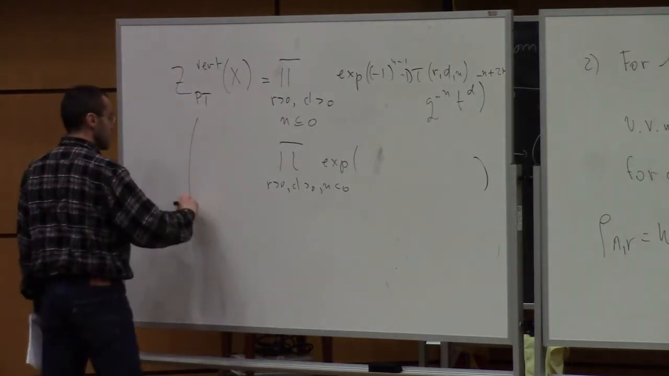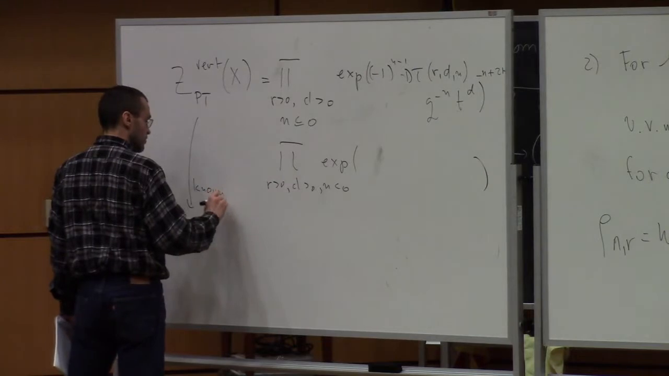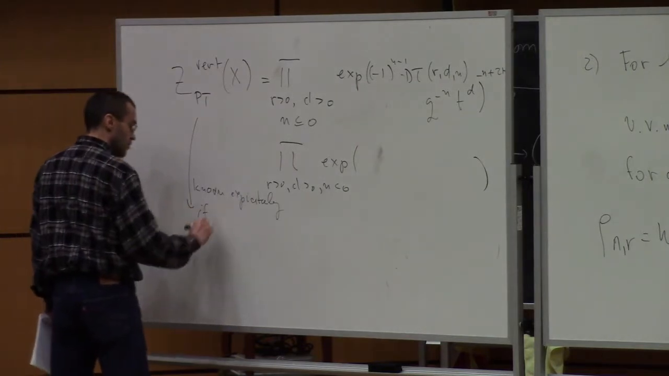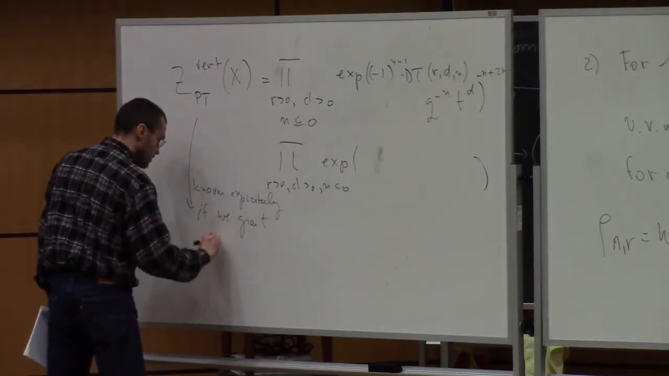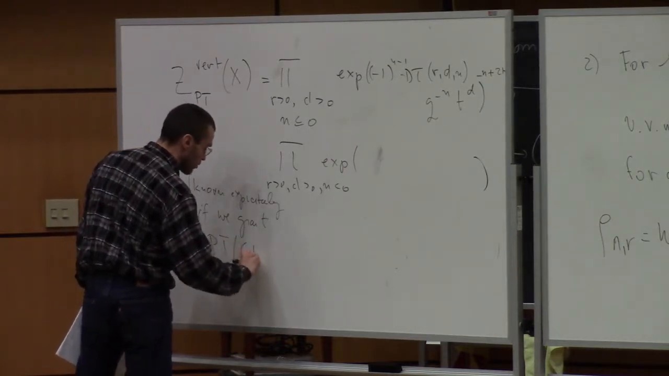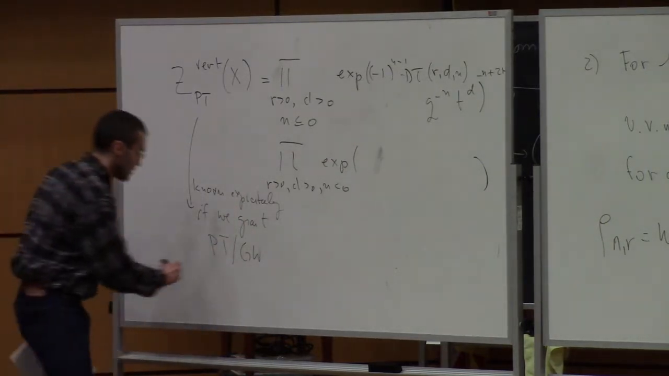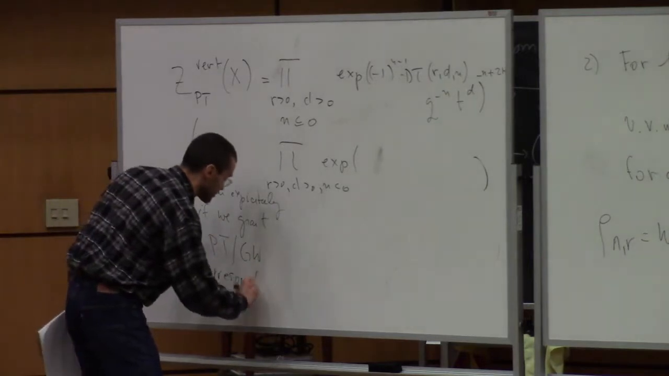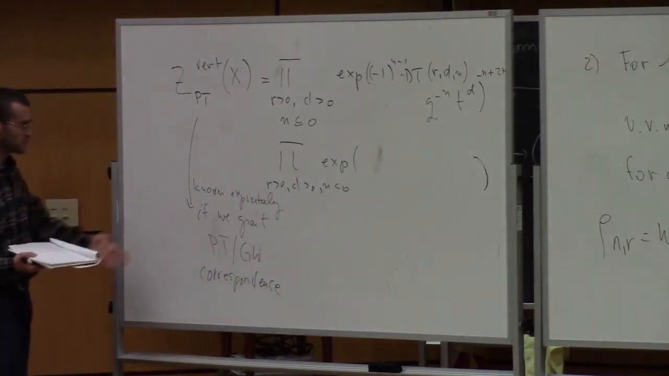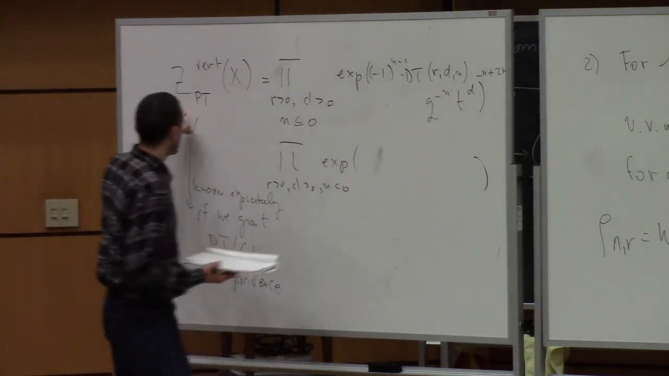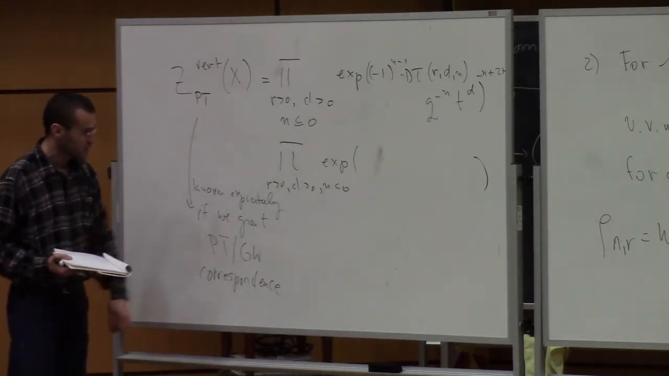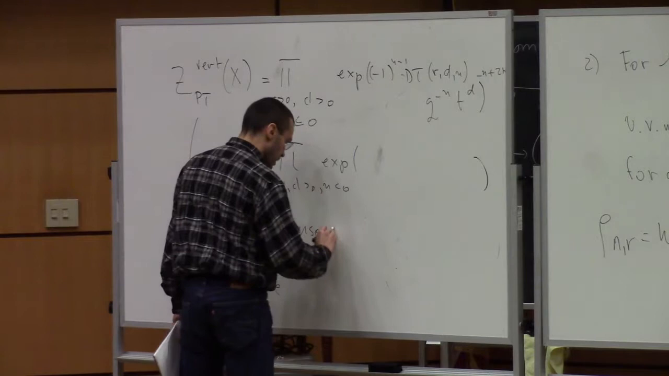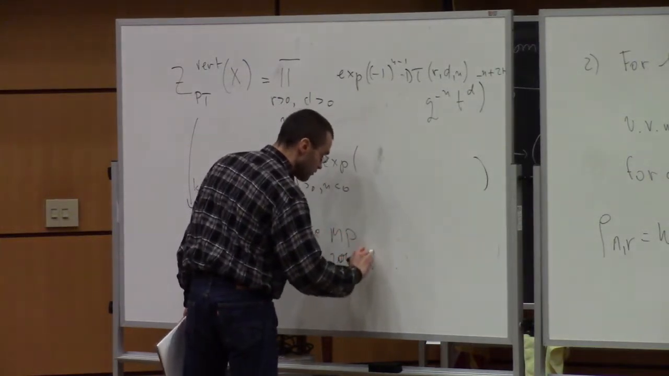And this is known explicitly if we grant the PT/GW correspondence, the correspondence between stable pair invariants and Gromov-Witten invariants. That's where we have to make some assumptions. If we grant this, which is something that nobody in the field doubts, but it hasn't been proven in general, then we can use the explicit results of Maulik and Pandharipande for vertical Gromov-Witten invariants in this formula.